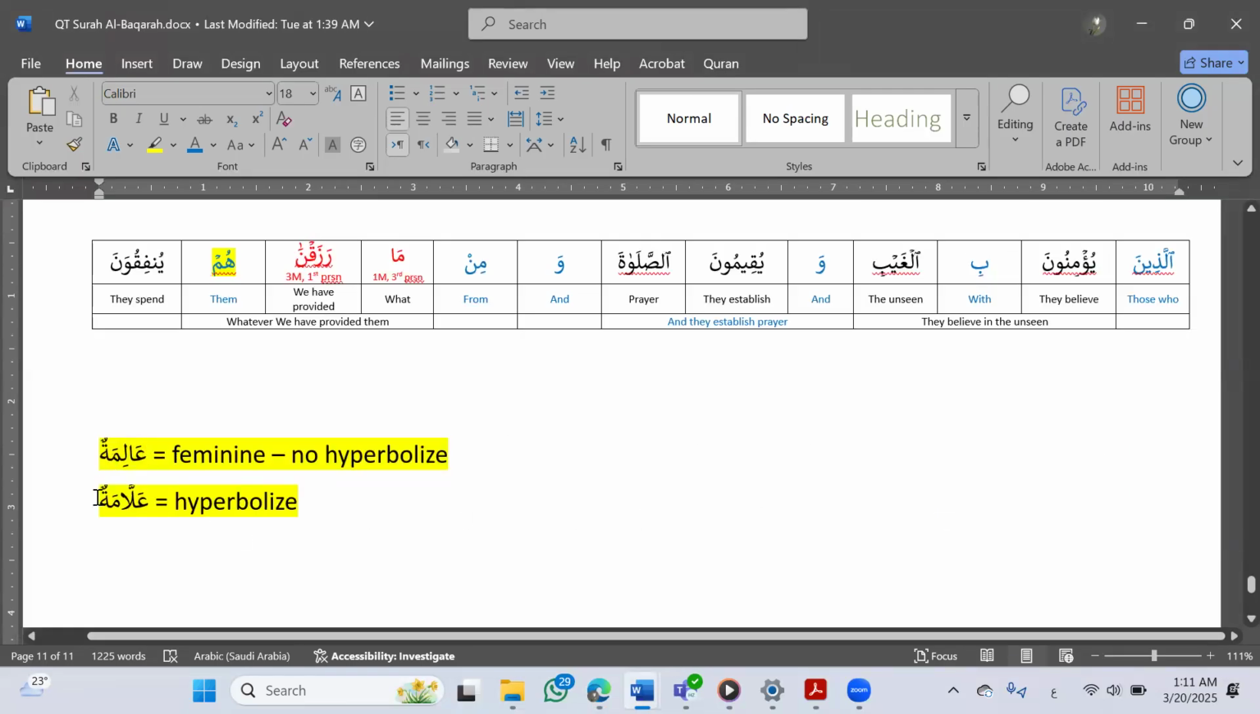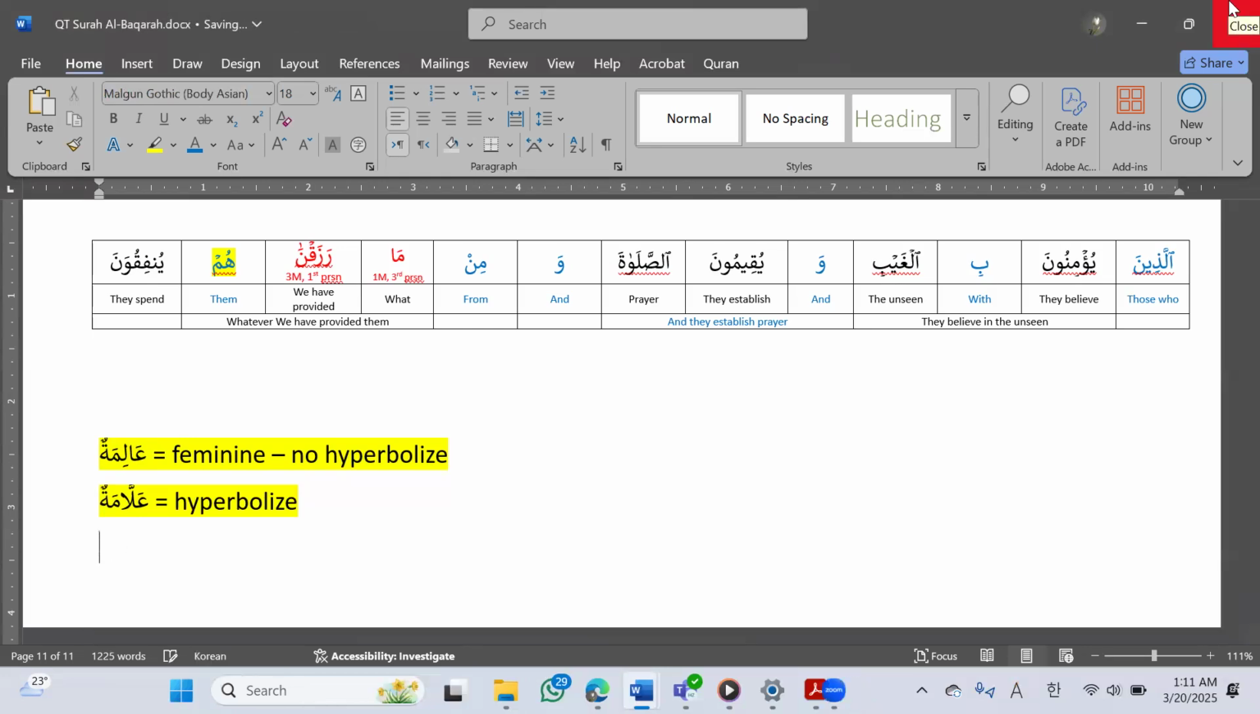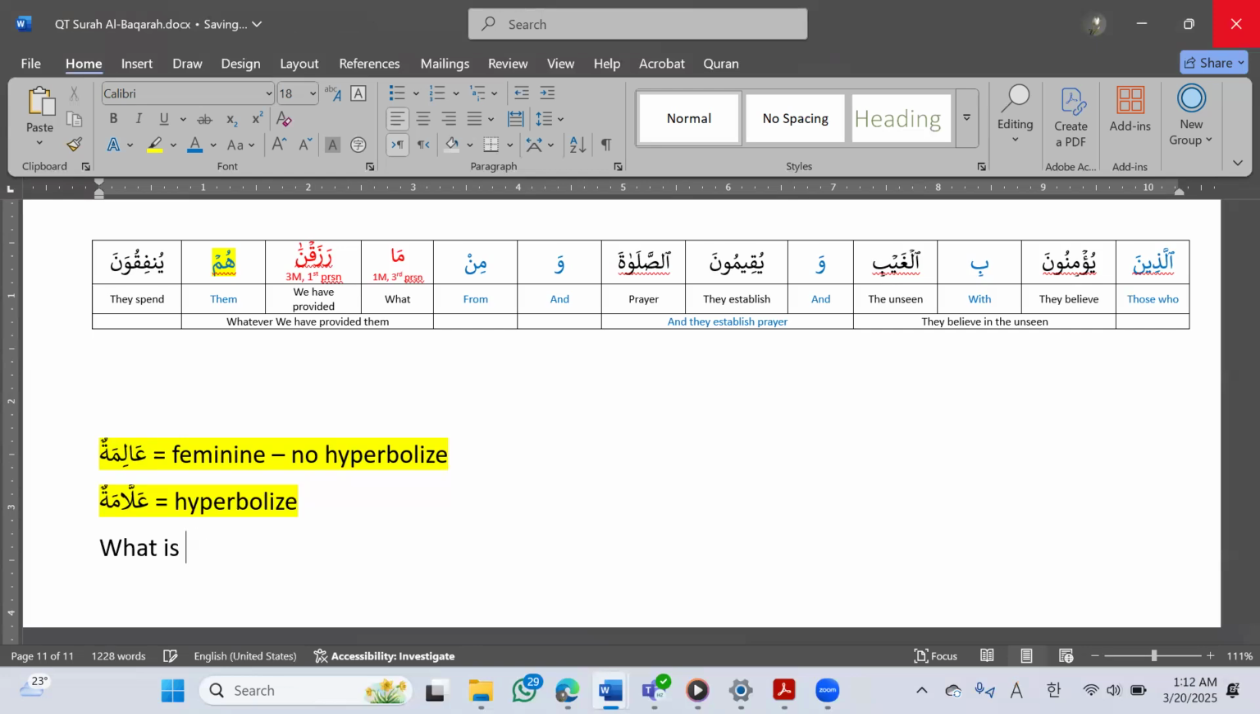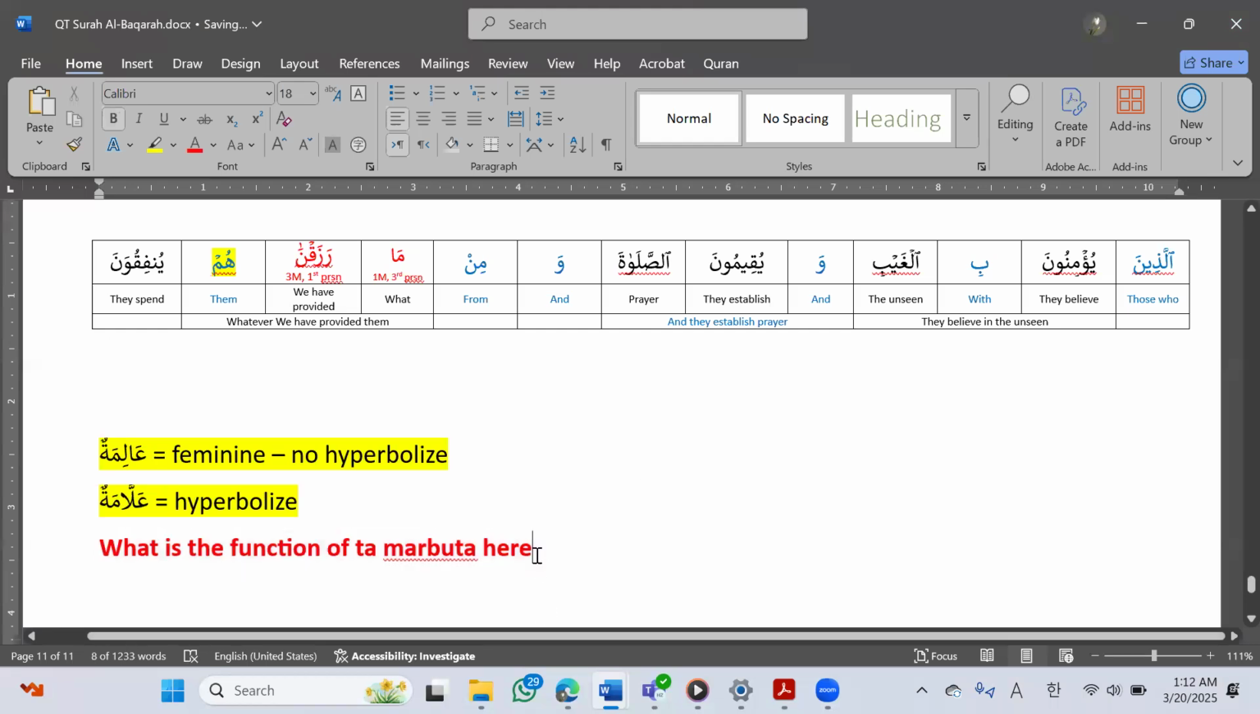You are correct, sister, but it depends on the context where this word is used. Like Ustaz said, it depends on the context. What is the function of the tamar buta here? This is my own question, inshallah. Someday we'll be able to get the answer.